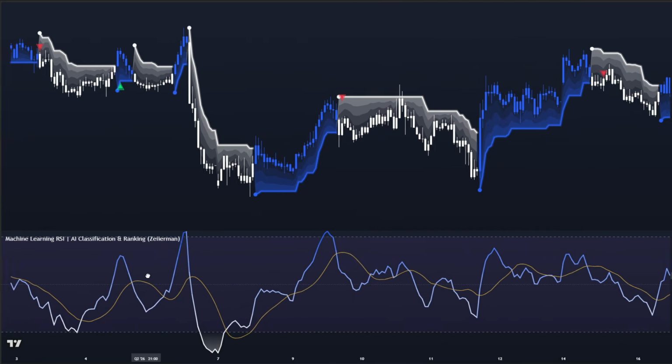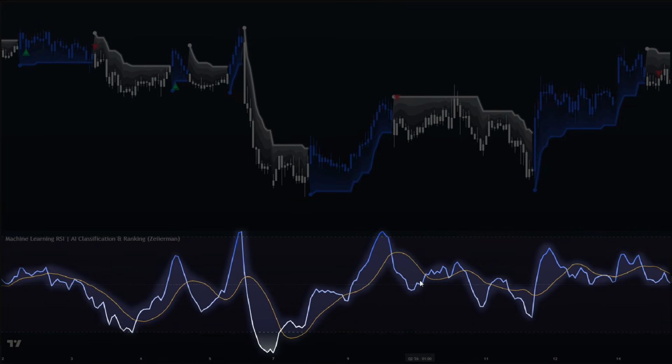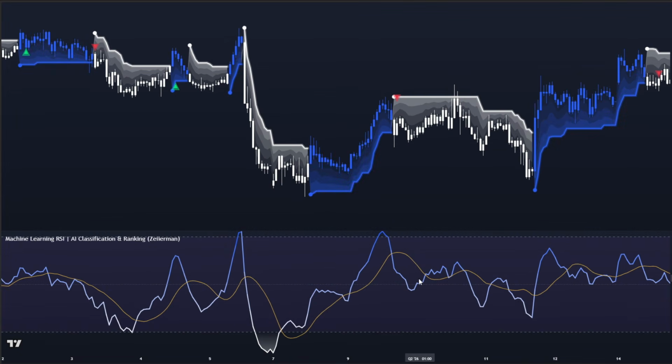Once you add it, you will see two things. You will see bands overlaid directly on the price, and you will see an oscillator below the chart. We are going to break down both, but first let me explain what makes this indicator different.